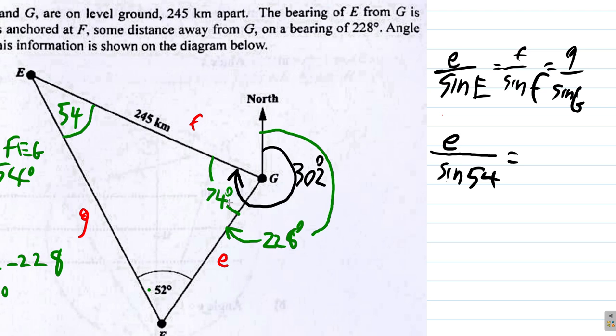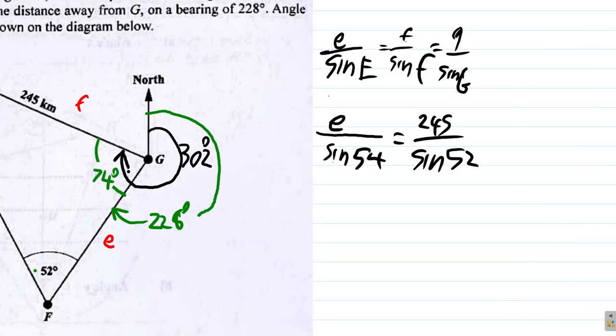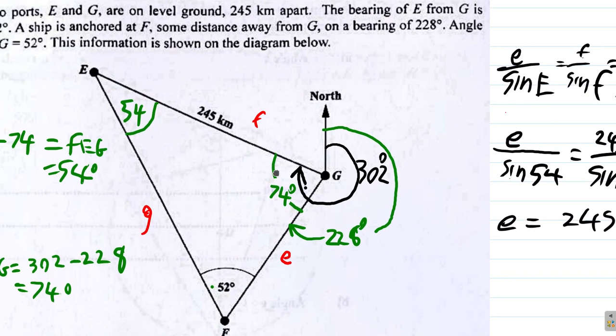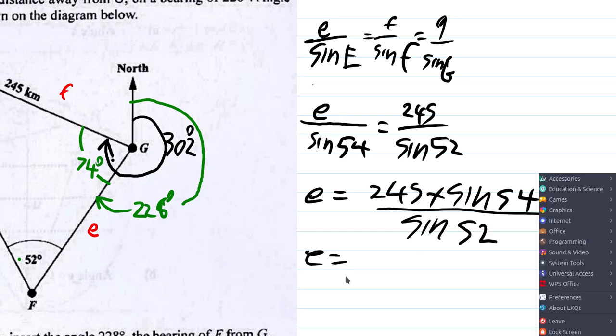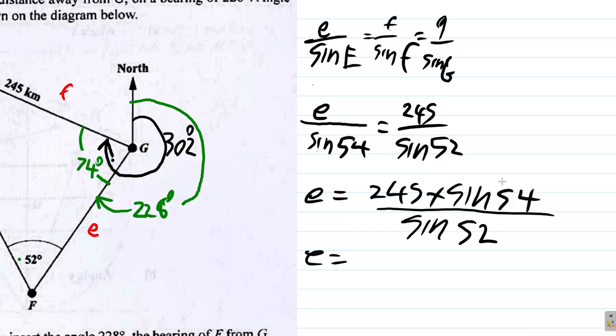Now, here you have small f, which is 245, over the sine of big F, which is 52. So you can do your calculation now. So the side E is equal to 245 times sine 54 over sine 52. So E is equal to. Let's use our calculator and figure that one out.